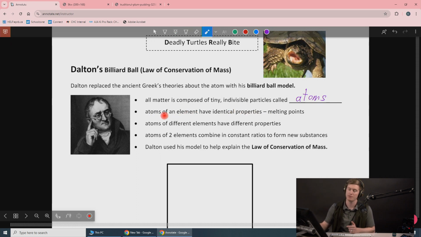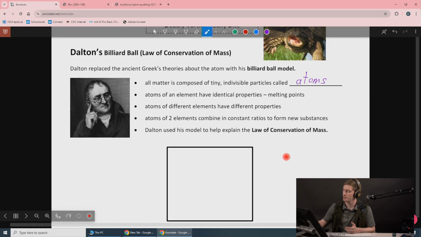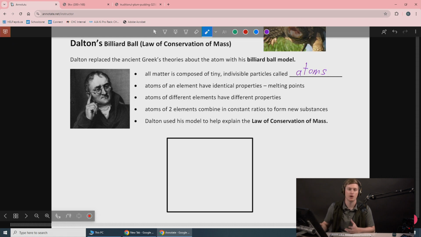Now, this was a little bit of a revolutionary idea, this idea that, okay, well, everything's made of atoms, sure, but we have different flavors of atoms. So hydrogen has a different type of atom than oxygen, for example. Atoms of different elements have different properties. So atoms of hydrogen have properties that atoms of oxygen don't. Atoms of 2 elements combine in constant ratios to form new substances. So you can form compounds using Dalton's billiard ball model.